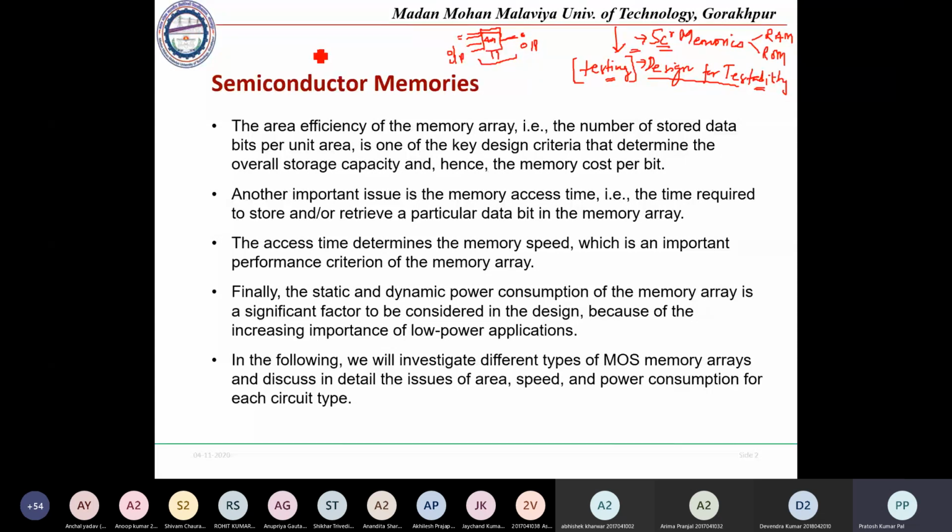But suppose a circuit is there that has thousands of inputs. Suppose there are 1000 inputs on some chip, and here is the output. We cannot go for testing each input, and we cannot provide inputs to each of the input terminals of the chip, because with thousands of inputs it will be a time-taking process to test all of them.